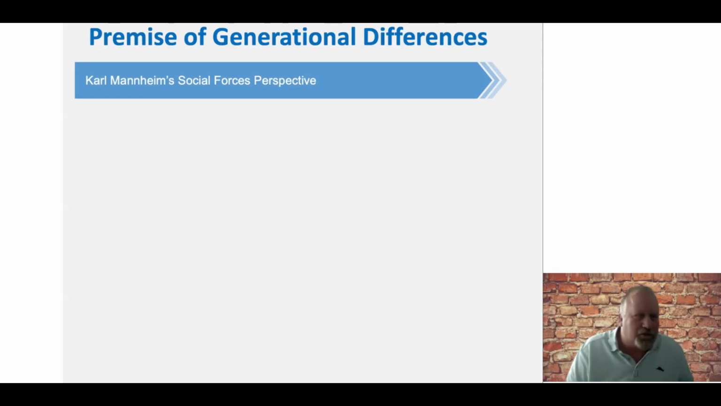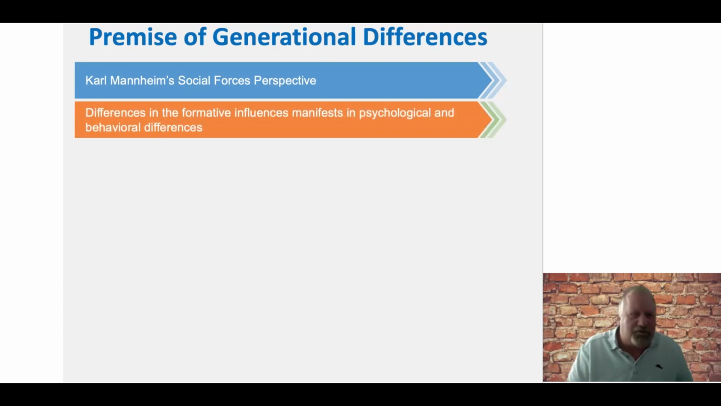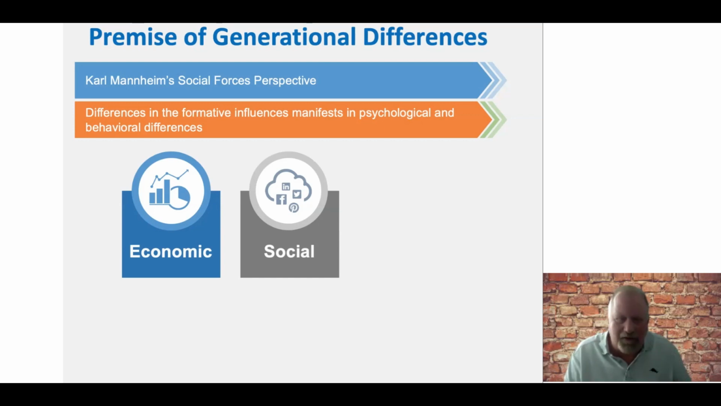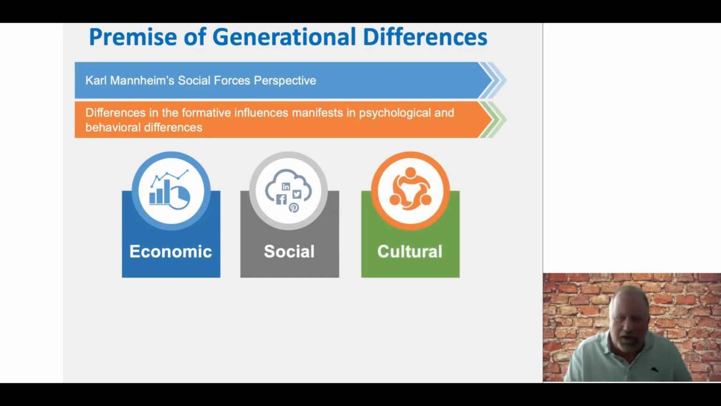So there's an individual called Karl Mannheim who has this social forces perspective that's one of the most popular perspectives in understanding generational differences. What he says is that differences in the formative influence manifest because of what we call psychological and behavioral differences. So I'm going to give you some examples of these. Some of the things that you're exposed to throughout your lifetime that may shape the way you are as an individual are differences in the economy, differences in social elements, differences in cultural elements, for example.